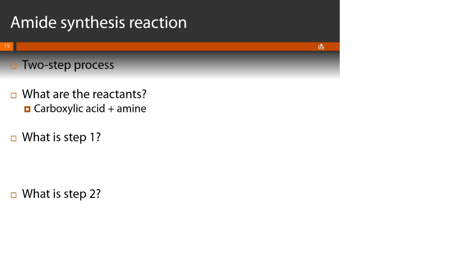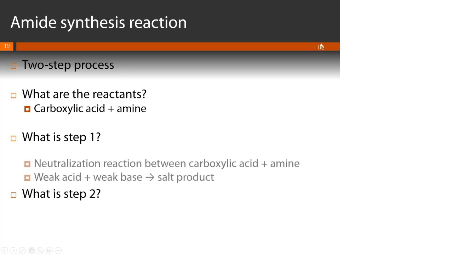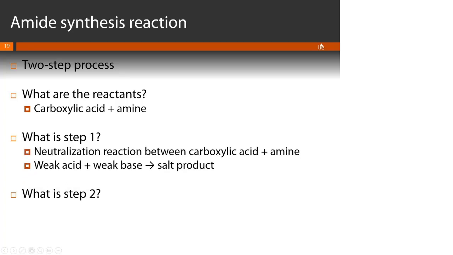Okay, so let's talk about the actual reaction. This is going to be a two-step process. The first step is going to be a neutralization reaction between our carboxylic acid and our amine. So this is a weak acid plus a weak base. In step 2, we're going to take the salt that results from that neutralization reaction and we're going to heat it. And that heat is going to drive out the water and produce our amide.